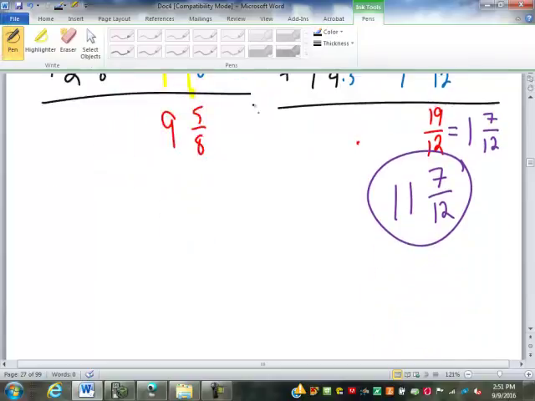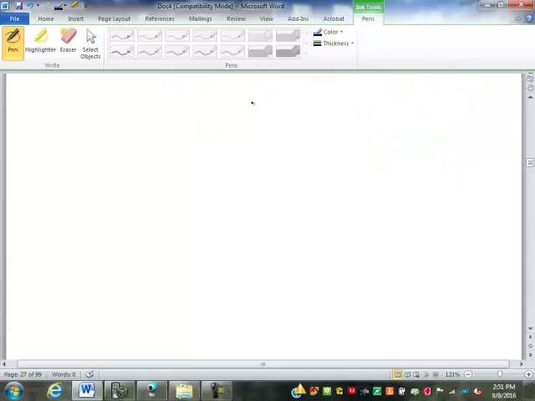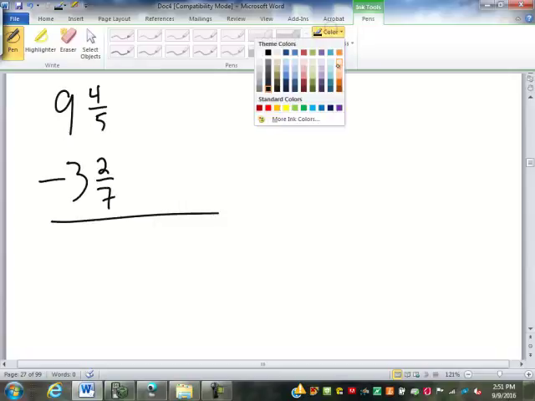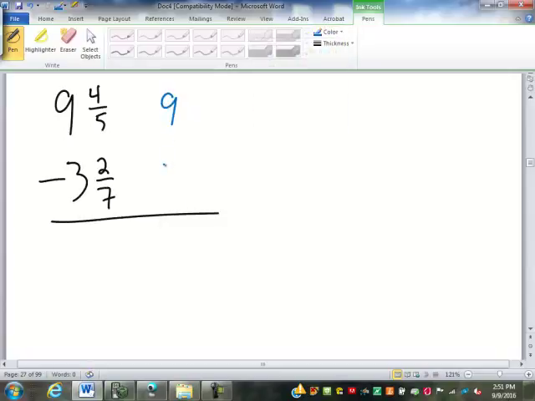Okay, let's hit subtraction. Now, just like addition, I'm going to jump to mixed numbers for subtraction. So let's look at 9 and 4 fifths minus 3 and, oh, let's make it interesting, 2 sevenths. Common denominator will be what? 35. Just multiplying those two together is as best we can do. What goes up here?